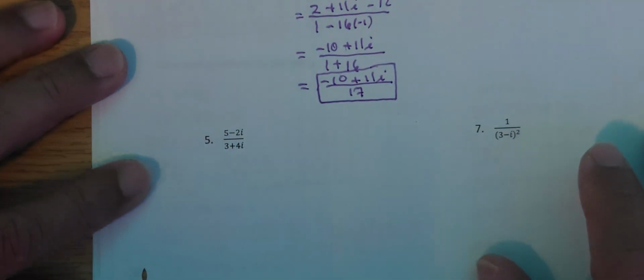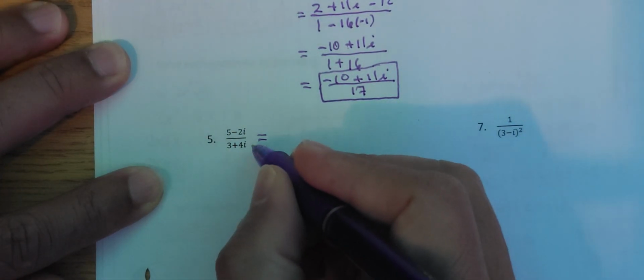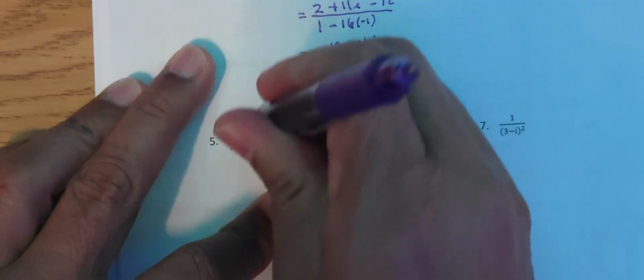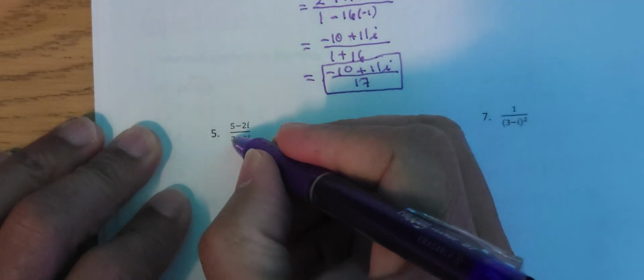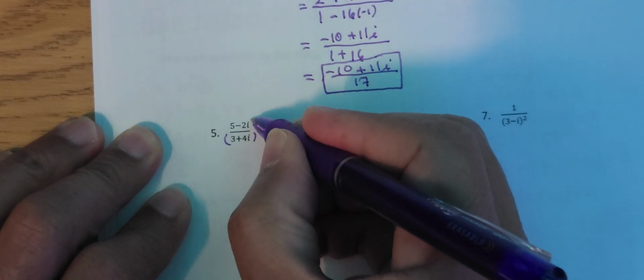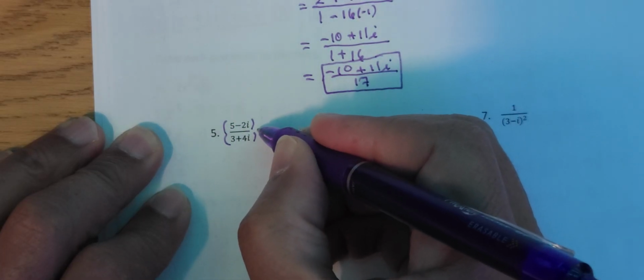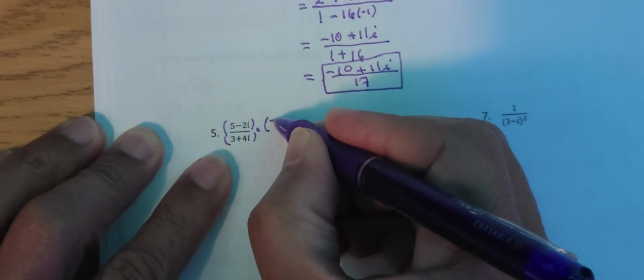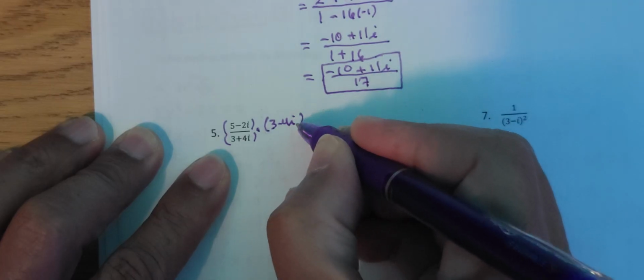Okay. Number 5. So for this one here, let me notice that we have 3 plus 4i in the denominator. So then we multiply numerator and denominator by the conjugate of the denominator. So that's 3 minus 4i.